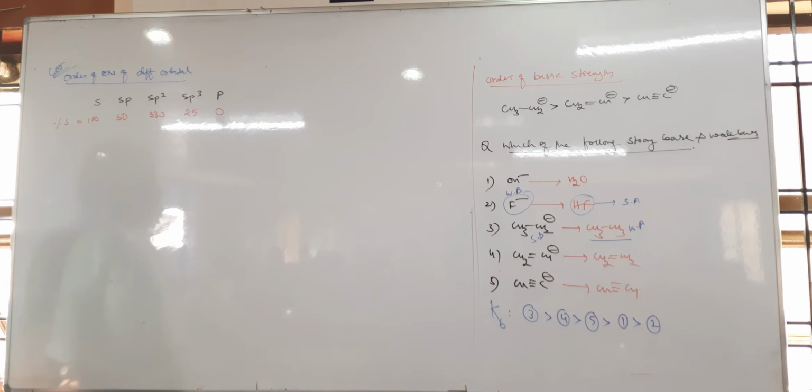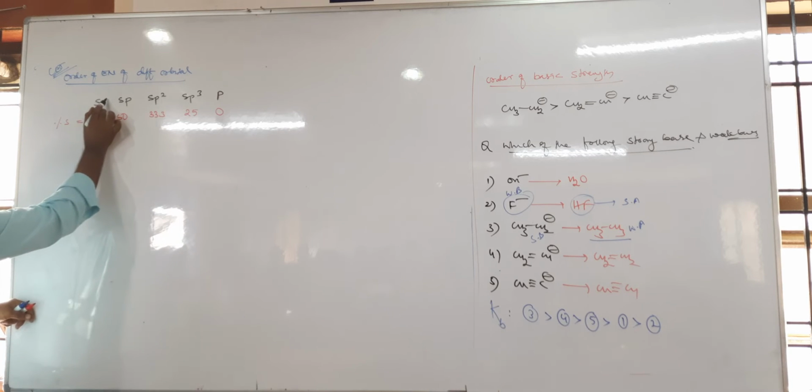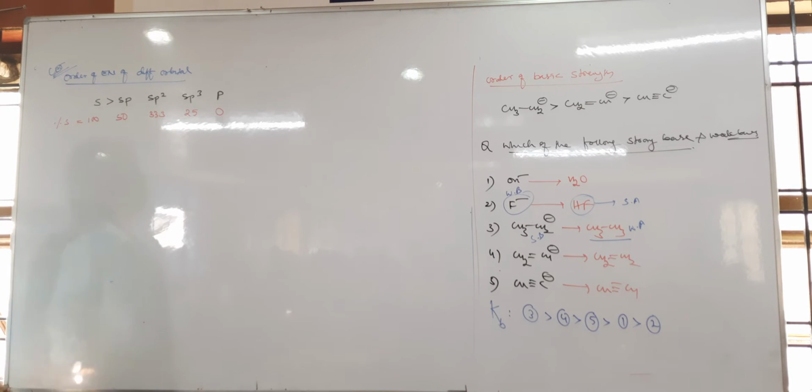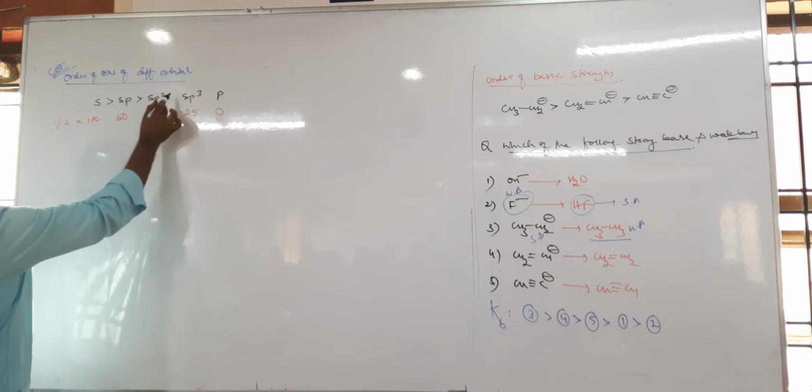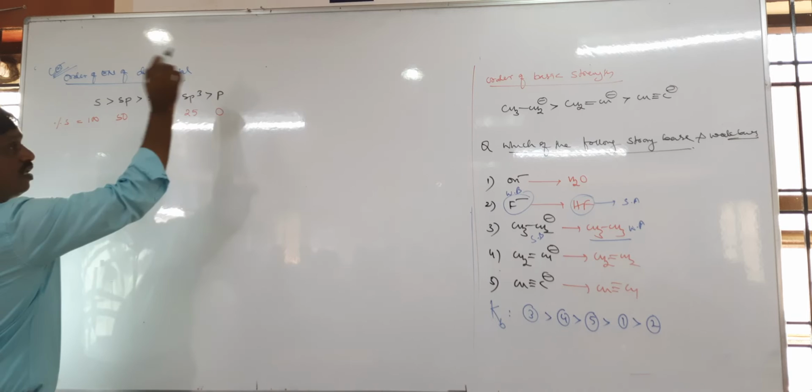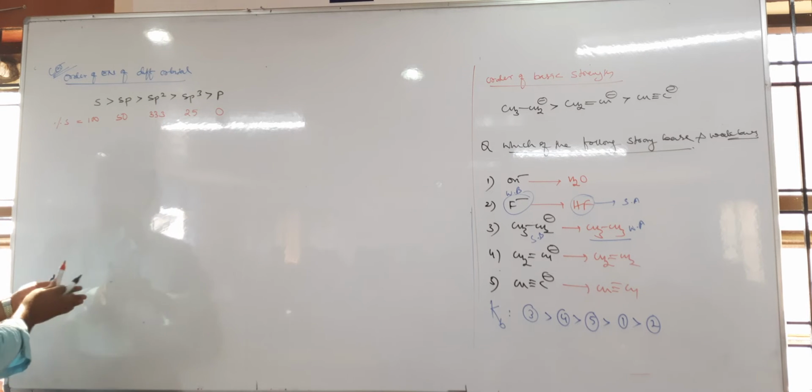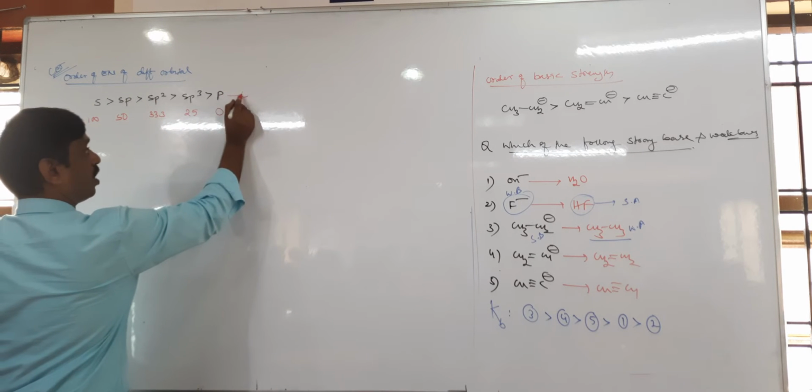So now tell me, what is the order of electronegativity? Pure s orbital has the highest electronegativity. Then next is sp, next is sp2, then sp3, then p. So this is the order of electronegativity, important.